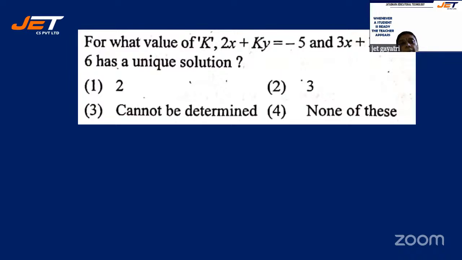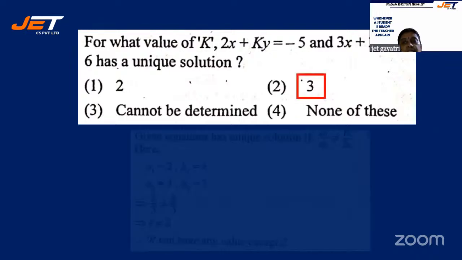See the next question. For what values of k do 2x plus ky is equal to minus 5 and 3x plus 3y is equal to 6 have a unique solution? All right. So we have four options. Is it 2? Is it 3? Or it cannot be determined, or it is none of these. All right, students. So there are four options. Is it 2? Is it 3? Cannot be determined, or none of these. All right. So the answer is 3.